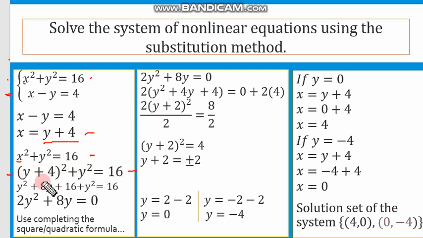So let's expand this one. y times y is y squared, 2 times 4 times y is 8y, and last, 4 times 4 is 16, plus y squared is equal to 16. We'll combine the like terms. So y squared plus y squared is 2y squared, and then 8y, then transpose this one, negative 16 plus 16 is 0. So at this point, 2y squared plus 8y is equal to 0.